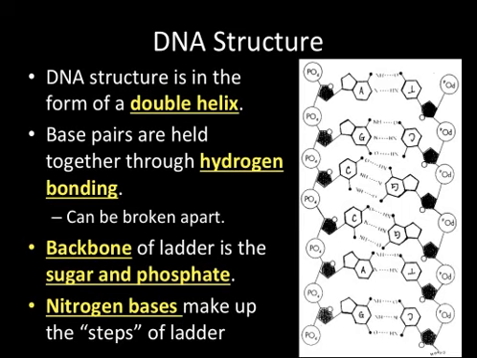The backbone of the ladder is made up of the sugar and the phosphate. So you see the phosphate group and the sugar group that make up the backbone of the ladder. And the nitrogen bases make up the steps of the ladder. But again, you can see that A will always go with T and C always goes with G within this DNA structure. You just have to imagine that this picture, three-dimensionally, would be twisted. You would just twist that or rotate it. All right?